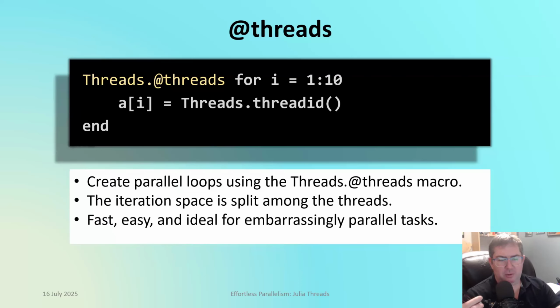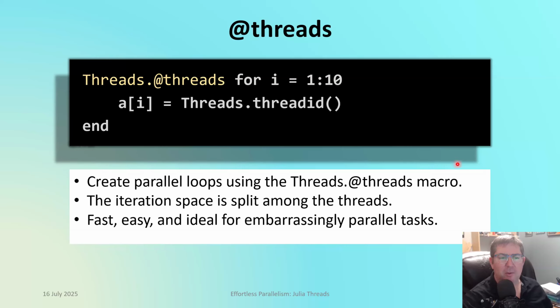Now, before we move on to a code example here, we're going to talk briefly about loop parallelism. This is the second main way of starting threads in Julia. The @threads macro will split loop iterations across threads automatically. It's fast, it's easy, it's great for embarrassingly parallel problems like filling arrays or doing independent calculations.